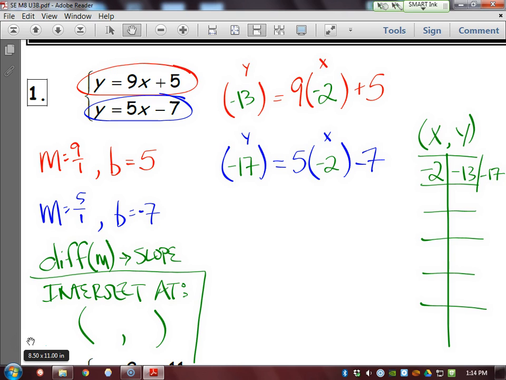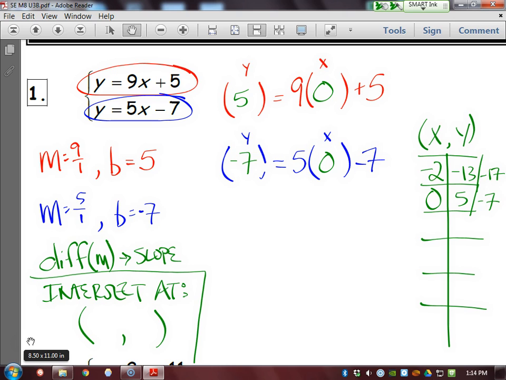Now, so is that a solution? No. Correct. Okay, so do you know what we're looking for in the solution? We're looking for the same y value. Okay, so let's try 0. So what does this one become? 9 times 0. What's 9 times 0? 0. Okay, and 0 and 5? 5. Good. Okay, and then we have 5 times 0? 0. Okay, and then -7? -7. All right, so now we have a 5 and a -7.